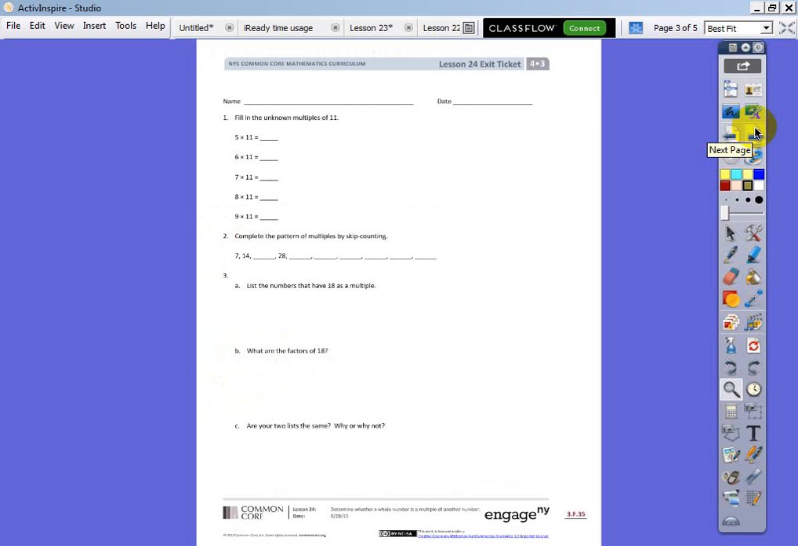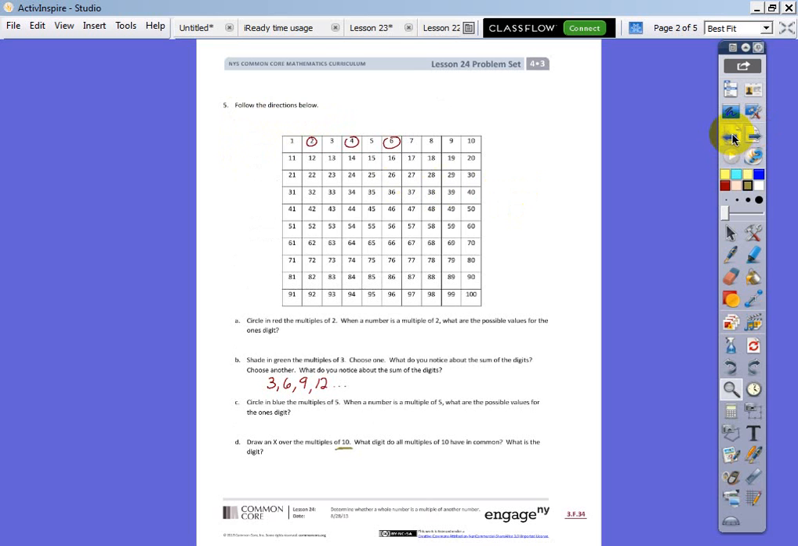And then we'll be doing the exit ticket. Fill in the unknown multiples of 11.